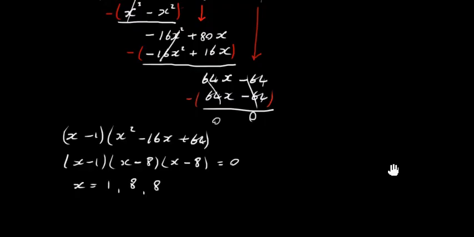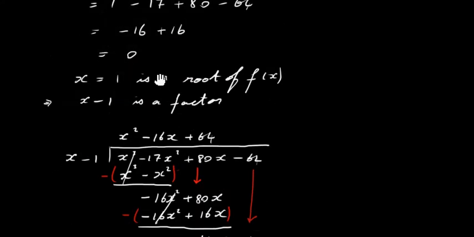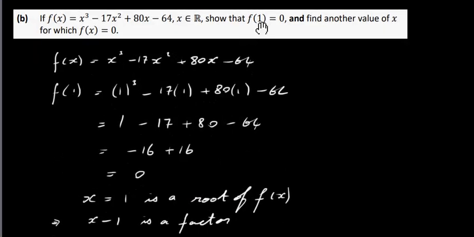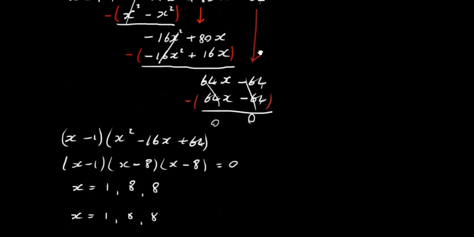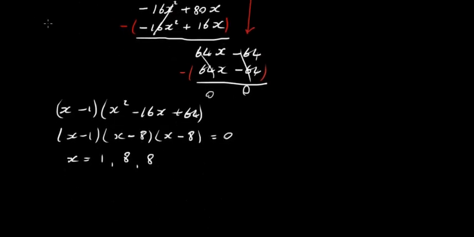Okay, so our answer to this part of the question, what does the question say? First of all, it says show that f of 1 is equal to 0. We've done that here. And find the other value of x. So the other value, our answer, is just x is equal to 8.